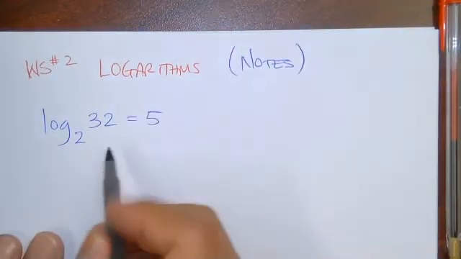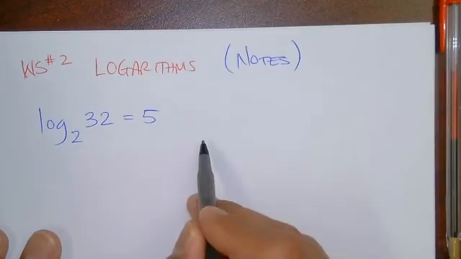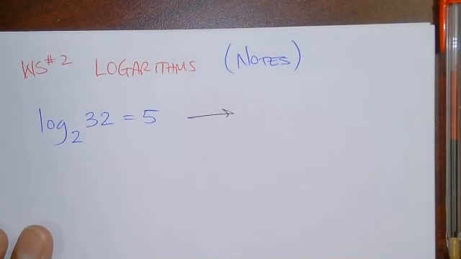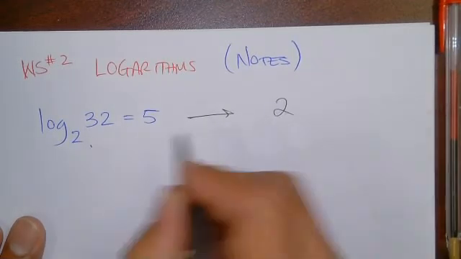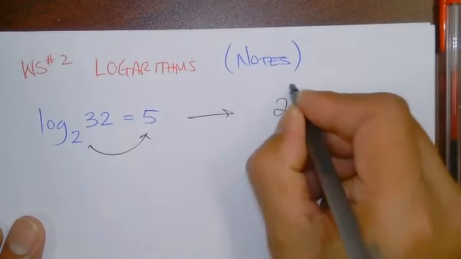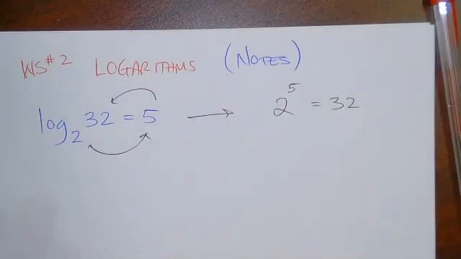Now, how do you change this? See, I don't understand this. I don't work in this language. I need to change it to my language, to this exponential form. How would you change this to exponential form? Remember I talked about this yesterday. You look at this counterclockwise. You start with the base, which is 2. 2 to the power of what? 5 is equal to what? 32. Is that a true statement?